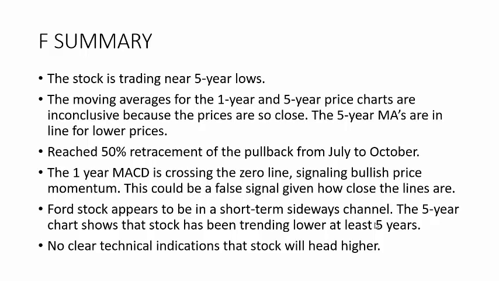The moving averages, of course, for the 1-year and 5-year, are closer to being inconclusive because the lines are so tightly packed, or they're out of order, like in the case of the 1-year chart. We actually reached the 38.2% level, not the 50% level, of that July to October pullback. And then the 1-year MACD is crossing the zero line, signaling bullish momentum. But these numbers are so close together that I'd be more worried that they are a false signal.